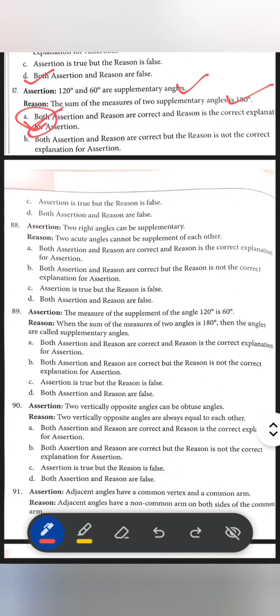Okay. Now question number 88. Two right angles can be supplementary. Yes, if you add them, you will get 180 degrees. Two acute angles cannot be supplements of each other. Yes, that is also correct. Okay, both are correct, and the reason is the correct explanation of assertion.